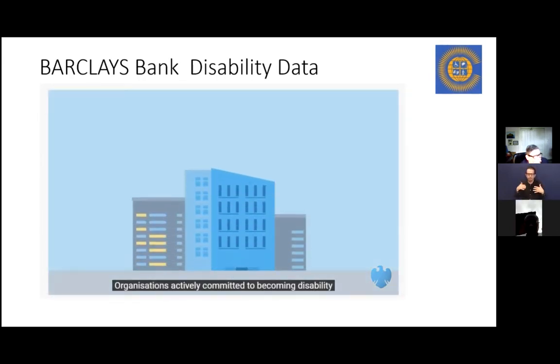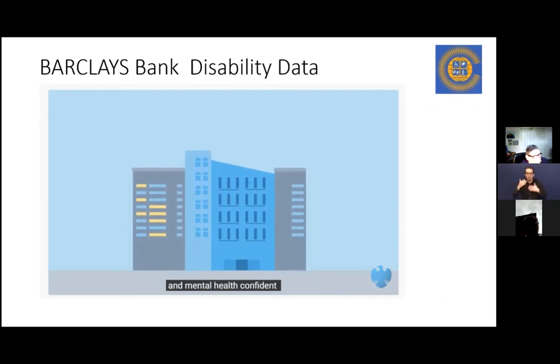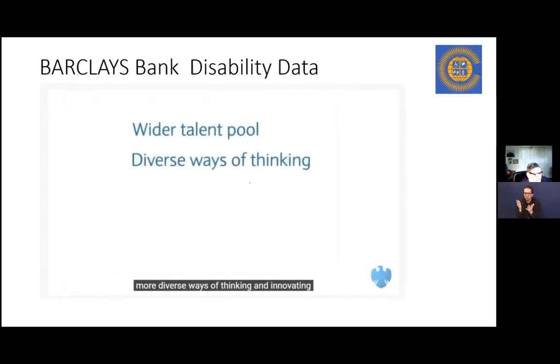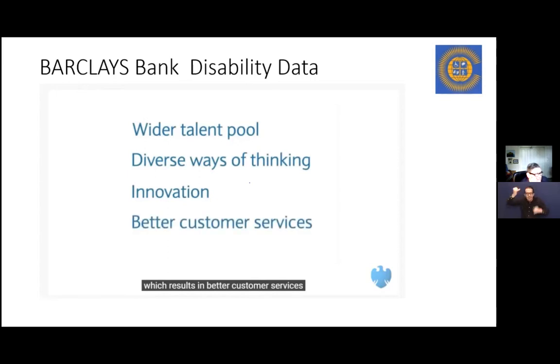Organisations actively committed to becoming disability and mental health confident have seen demonstrable benefits, including access to a wider talent pool, more diverse ways of thinking and innovating, which results in better customer services and greater profitability.